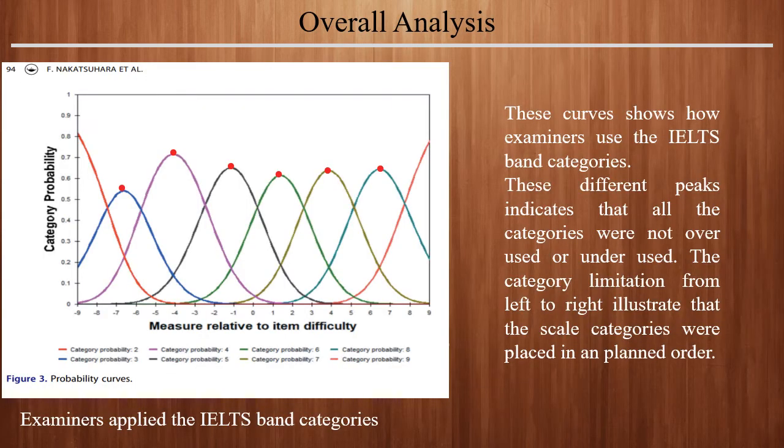For figure 3, it shows category probability curves, which illustrate how examiners apply the IELTS band categories. And across all these 4 analytic criteria, every peak that points red in the figure is not over- or underused.